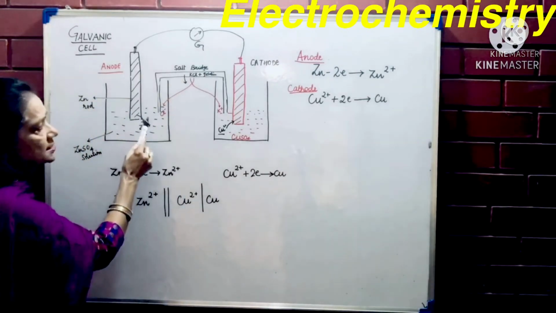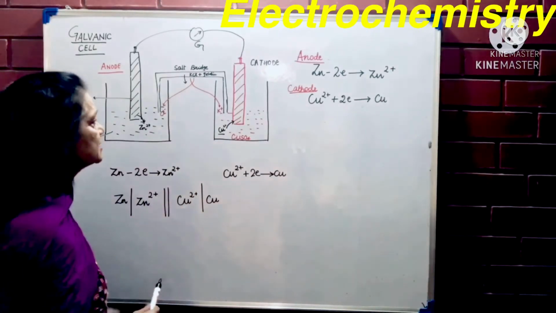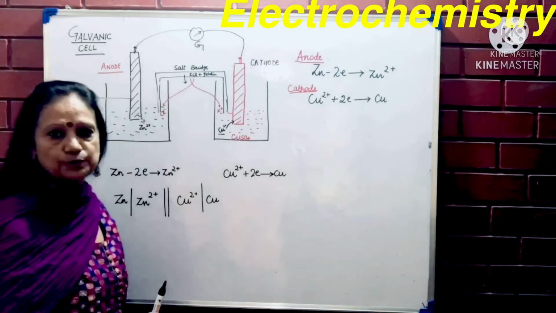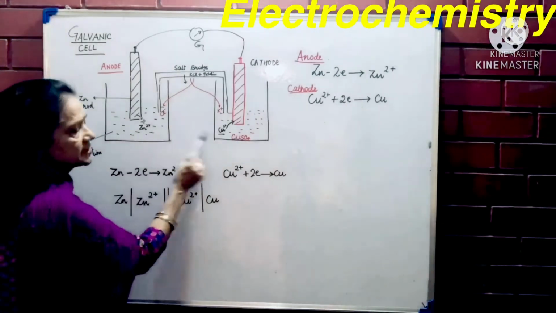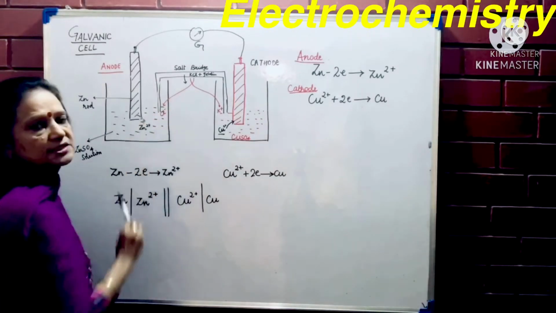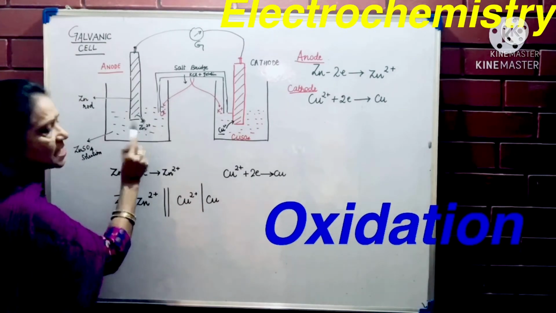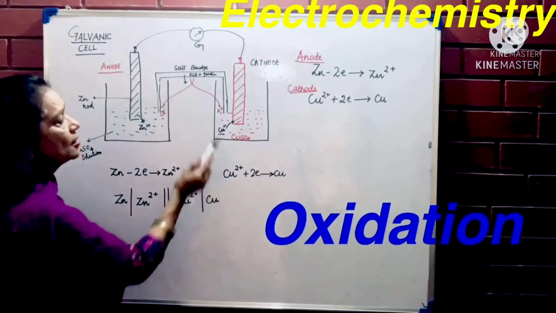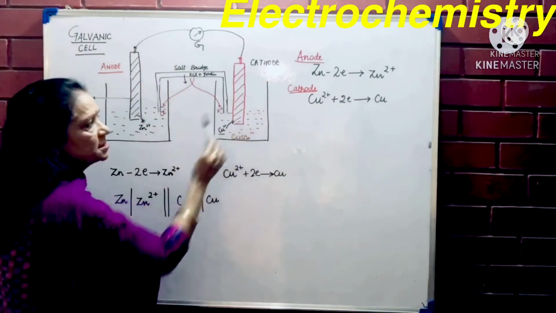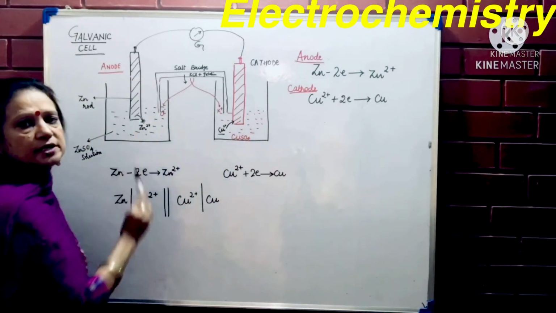And also the zinc rod starts losing weight and the copper rod starts gaining weight. Why is this happening? The zinc rod is going into the solution to form Zn 2+ ions. Amongst copper and zinc, zinc is above in the chemical activity series, which is why it undergoes oxidation. Oxidation means loss of electrons, so it loses electrons and becomes Zn 2+ ions. Whereas copper ions from the copper sulfate solution start getting deposited at the copper rod. That means the copper rod is gaining weight, whereas the zinc rod is losing weight.